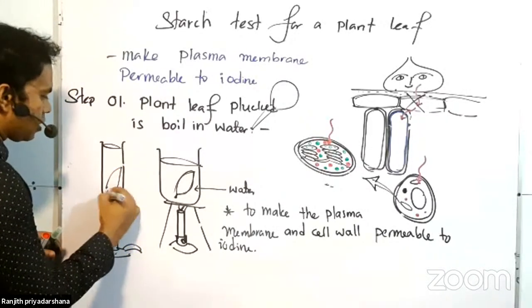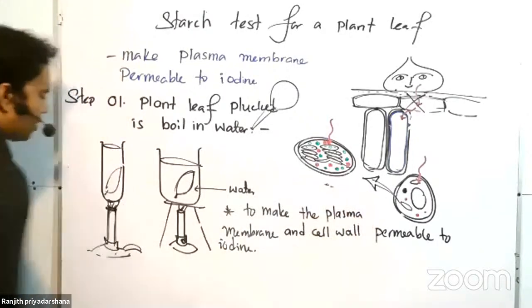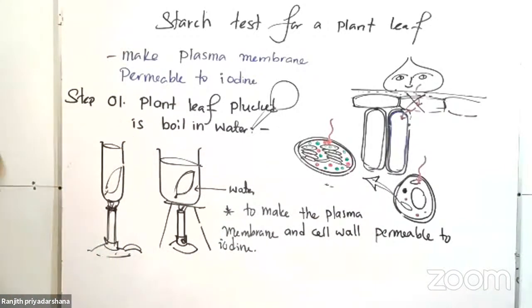So here's the plant leaf. Two methods you can use. Both methods can be used. Okay, I'll erase that for your print screen.